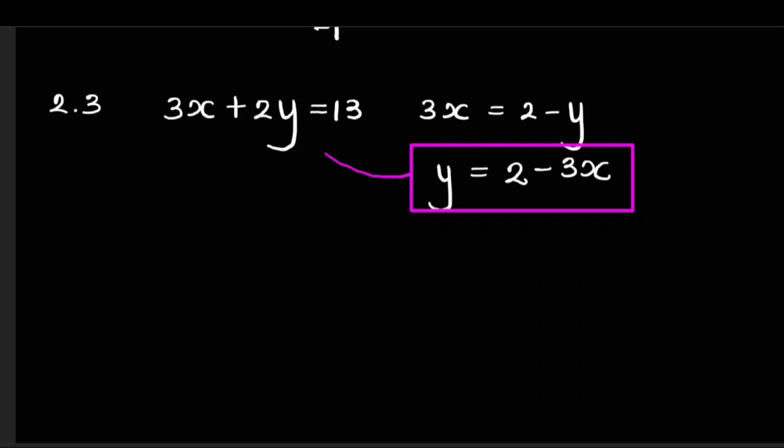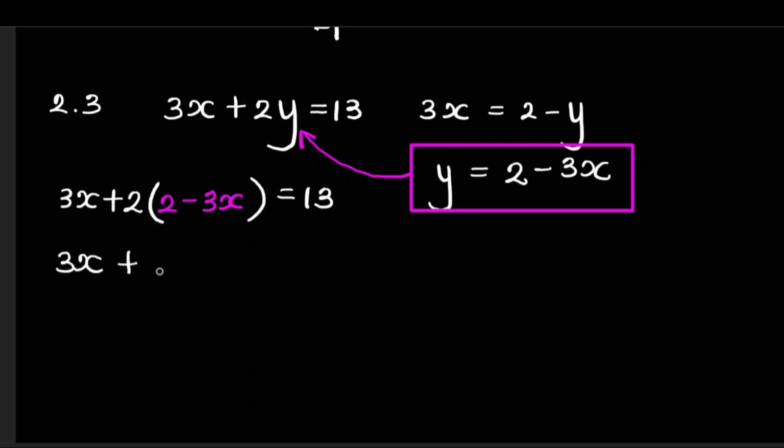So we're going to take this for y and substitute into the next equation. So here's what we get. Where we had y, we replaced it with 2 minus 3x. Now let's simplify this. We're going to take the 2 and multiply into the bracket. It's going to give you 4 minus 6x is equal to 13. Let's gather like terms. 3x minus 6x is negative 3x. Let's take the 4 over to the right. We have 13 minus 4, which is 9.